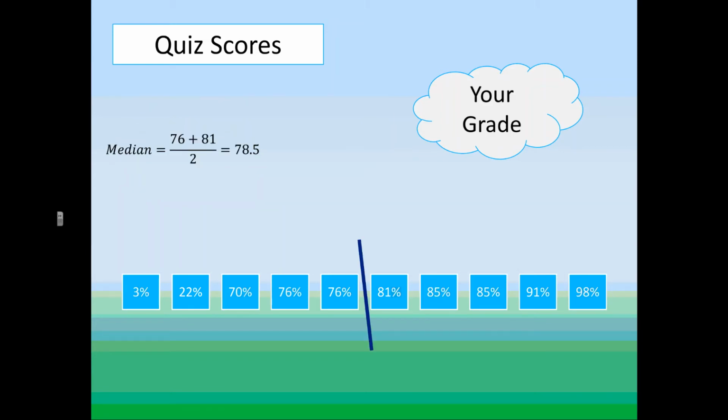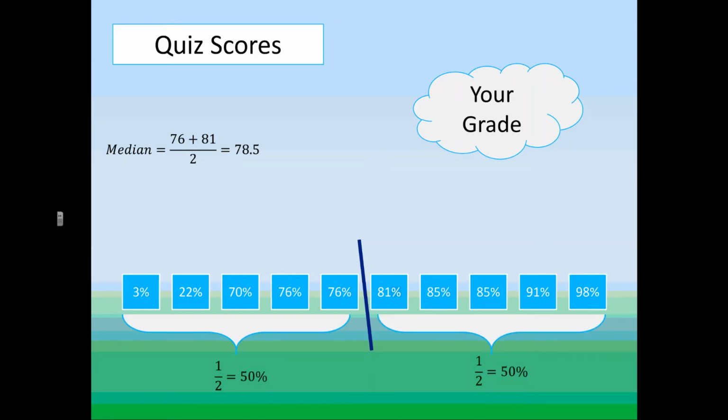Now, the reason why I like the median. In the median, we've got half your scores on one end, half your scores on the other end. So I know about half the time you'll do better than a 78.5.